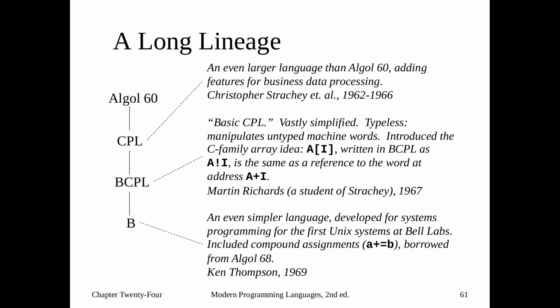B was developed for systems programming, which led to the first Unix system at Bell Labs. Right, Unix came from Bell Labs. B was actually named, we'll say, for Bell in Bell Labs, or at least claimed that way. It included the first compound assignments like the plus equals, borrowed from Algol 60, and was created by Ken Thompson in 1969. So that's the interesting thing.